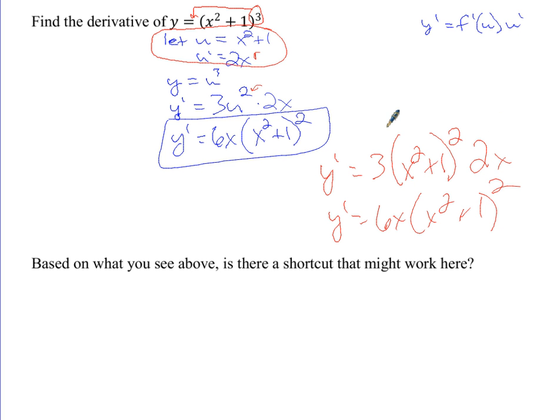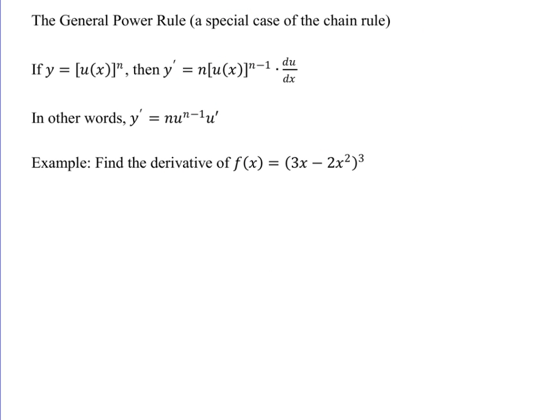This is a special rule of the chain rule. It's like a corollary to the chain rule almost. It's called the general power rule. It's just a special case of the chain rule. It only works when you have stuff raised to a power. This is the formal notation for it right here.